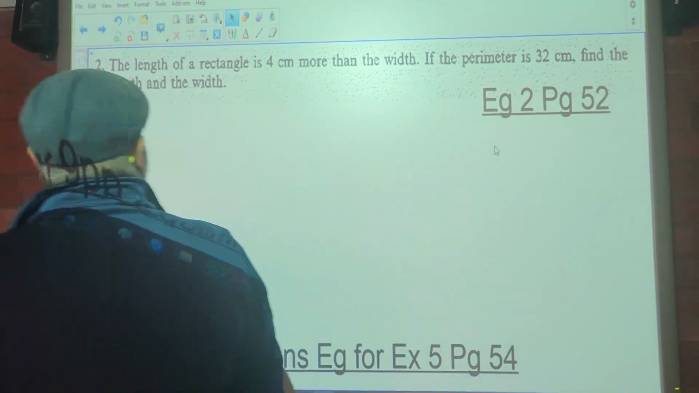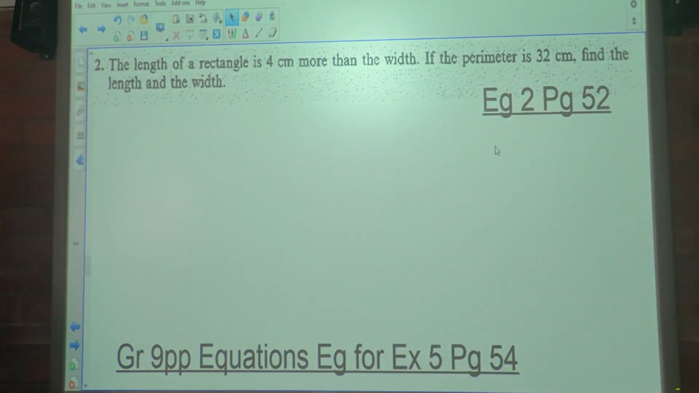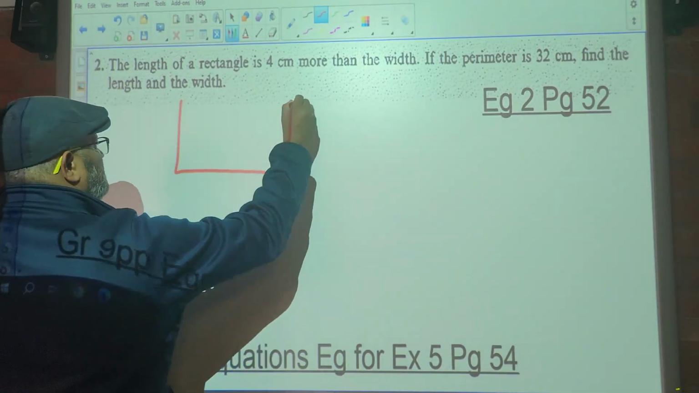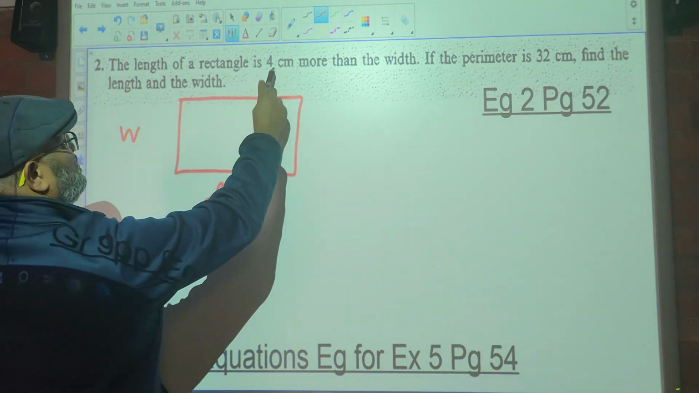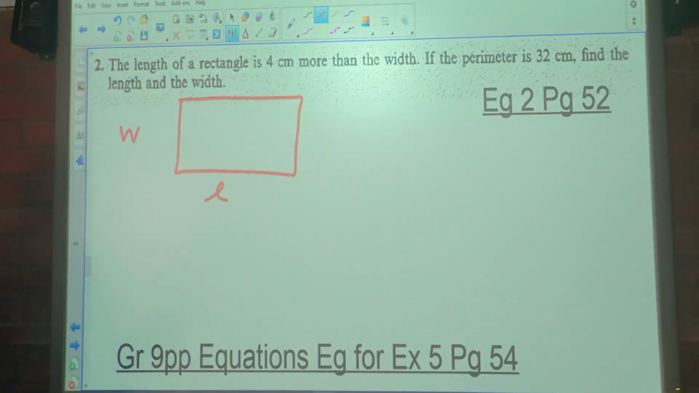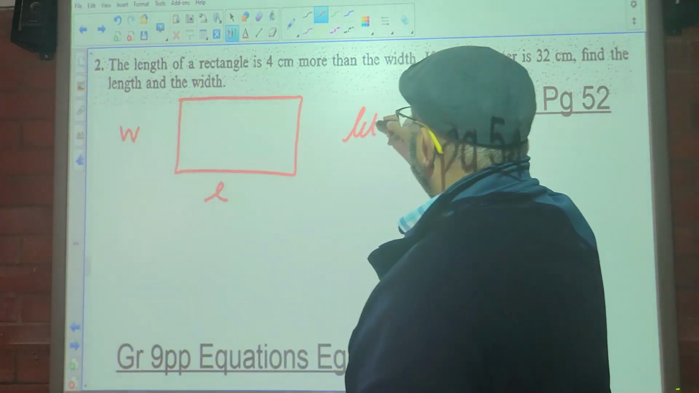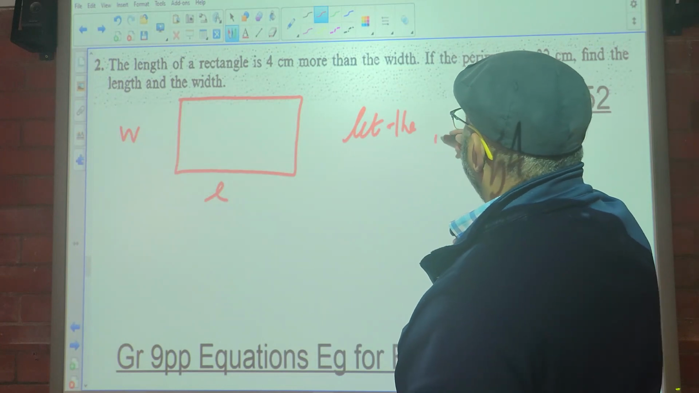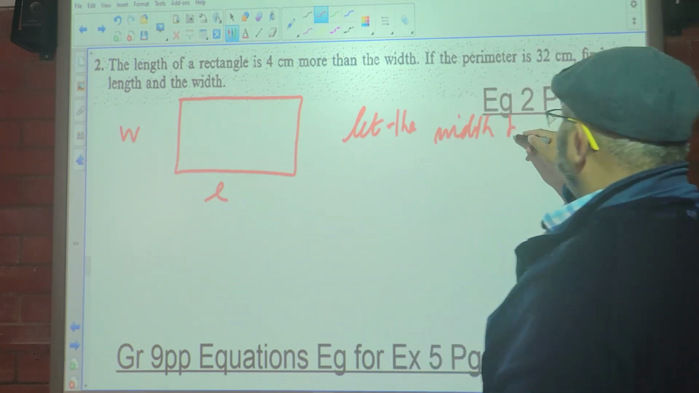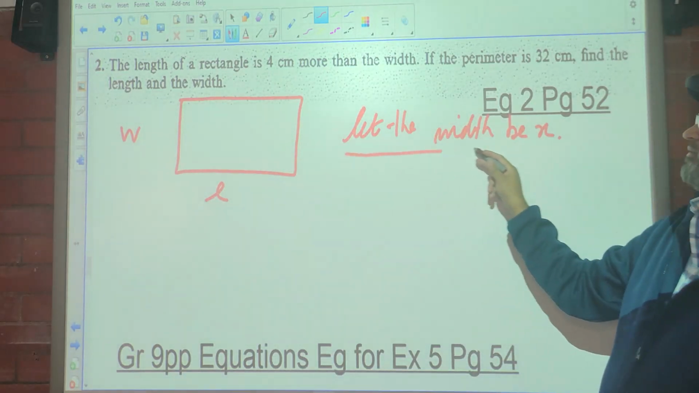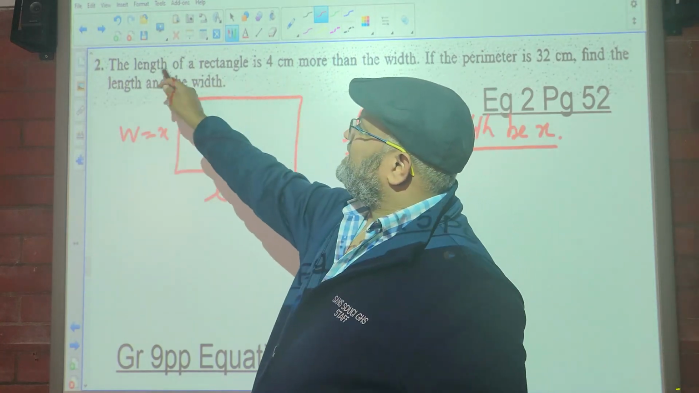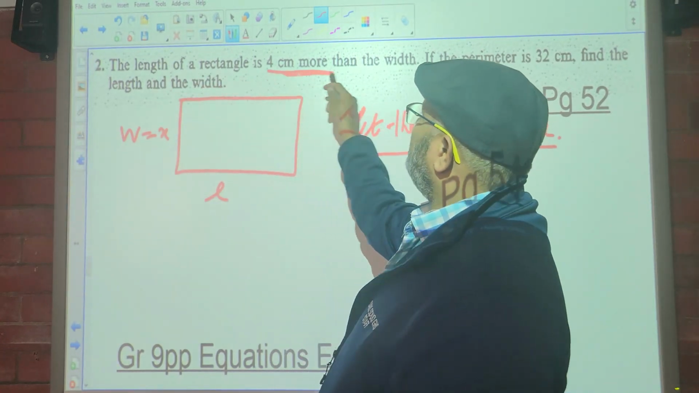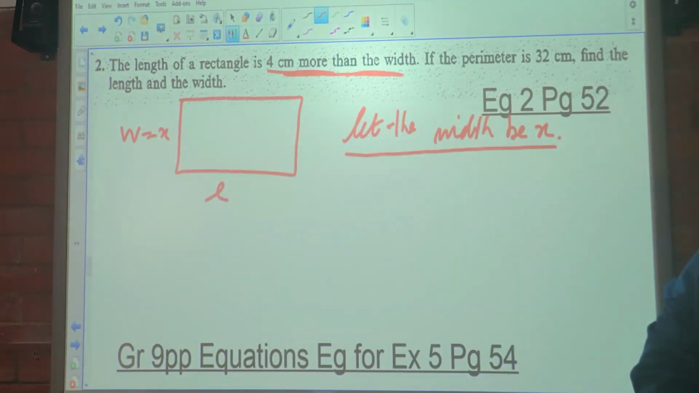Here we are told that the length of the rectangle is 4 more than the width. So which one is shorter? The width. Okay, so what we do is we draw a rectangle, with the width and the length. So what do we say? Let the width be x. So if the width is x, then what is the length? The length is 4 more than the width: x plus 4.